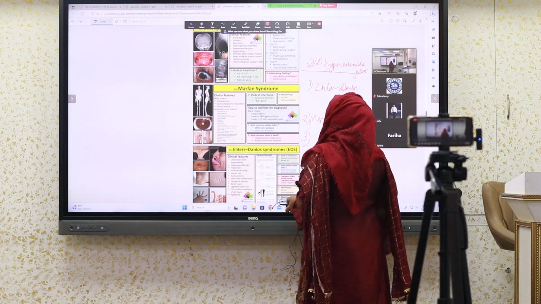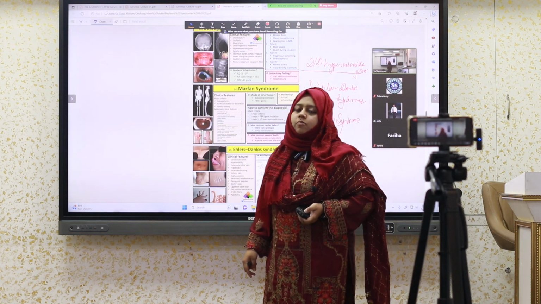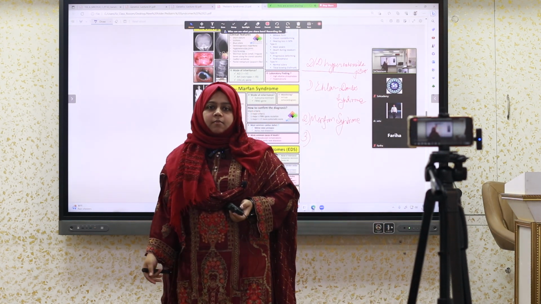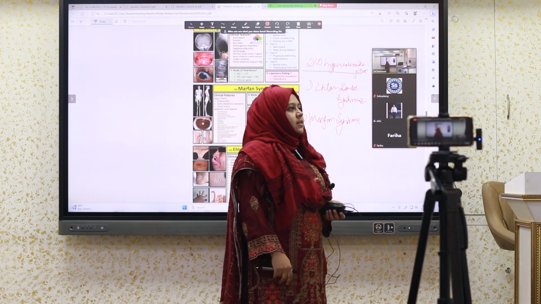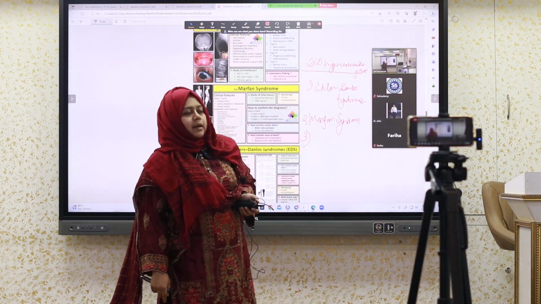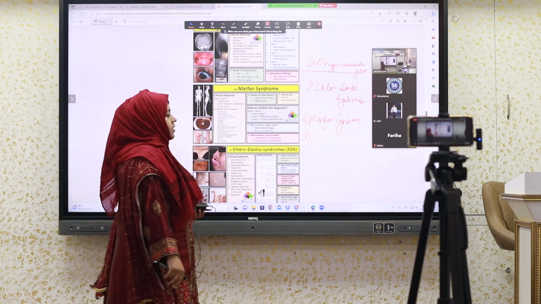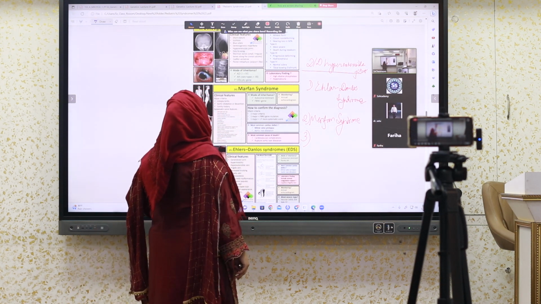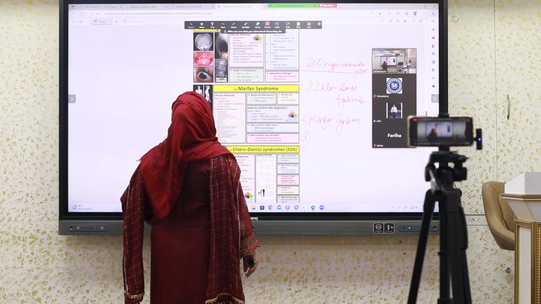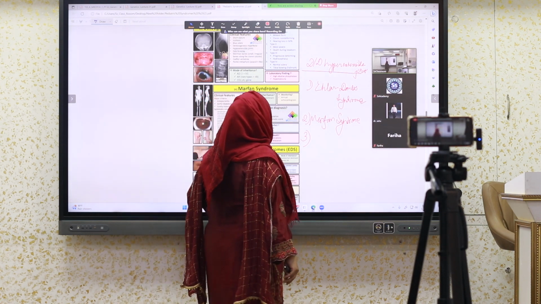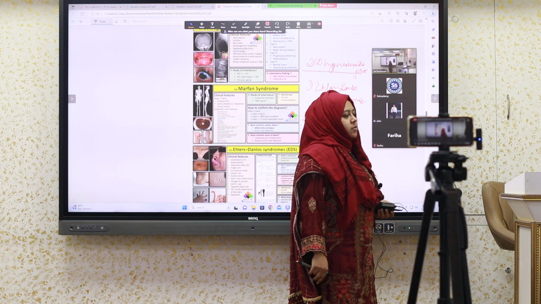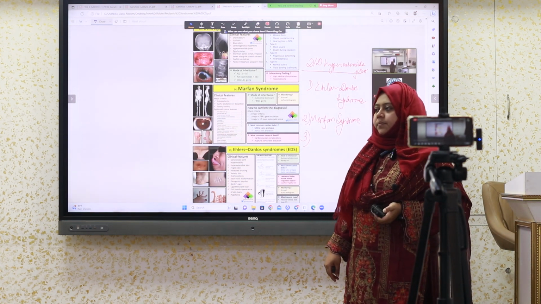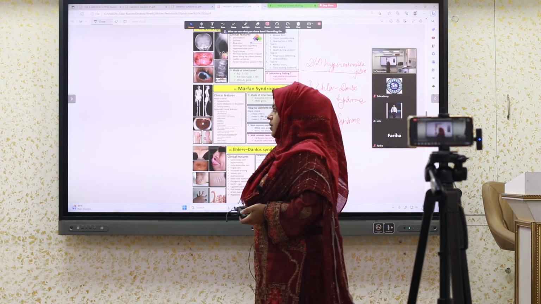Marfan syndrome has arachnodactyly, which is also common in homocystinuria. Ectopia lentis is also common in Marfan syndrome. Ectopia lentis is common in homocystinuria, but the direction of ectopia lentis is just reverse. Do you remember in which direction it is for Marfan and in which direction it is for homocystinuria? Do you remember? Upward and inwards. Yes. Homocystinuria downwards and outwards. Okay.